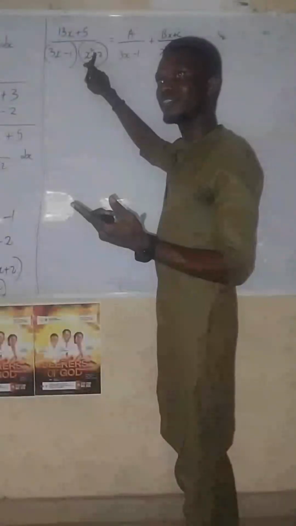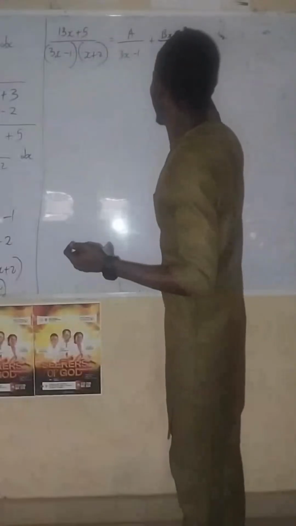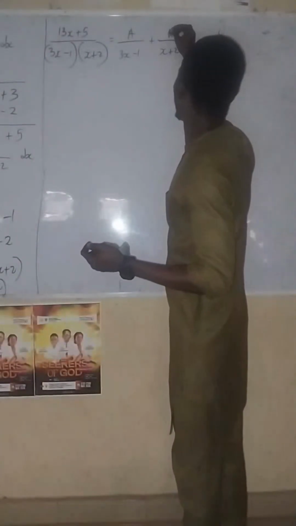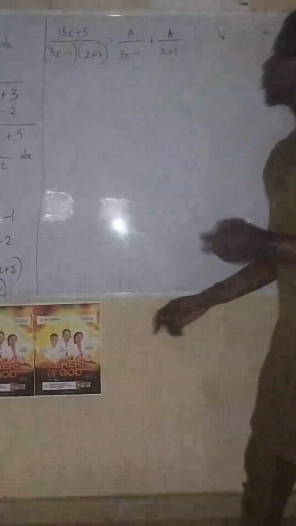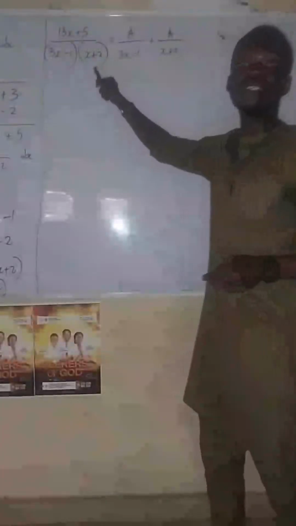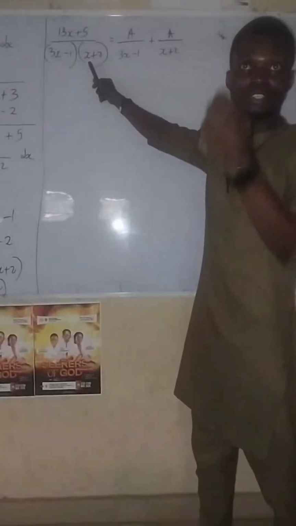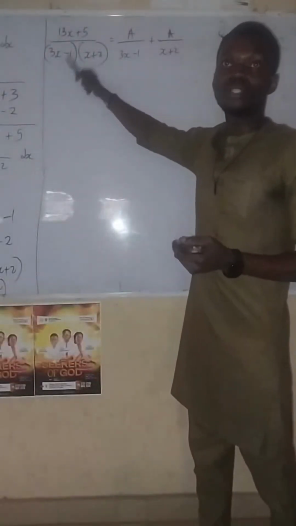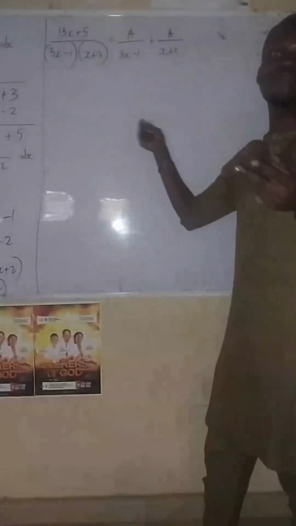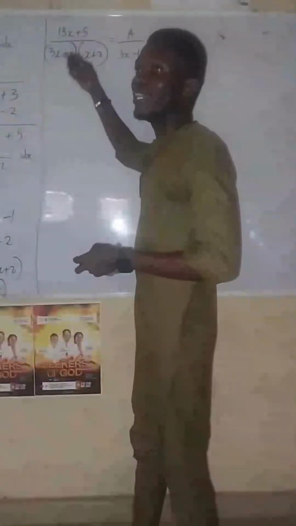Am I correct? If you have forgotten, you can go back to last semester's course. So if it is just 2 linear, A over the first one, B over the second one. If it is 1 linear and a quadratic that cannot be factorized, A over the first one, Bx plus C over the second one. Then if it is repetitive one, A, B, C. So from here, multiply through by the LCM.